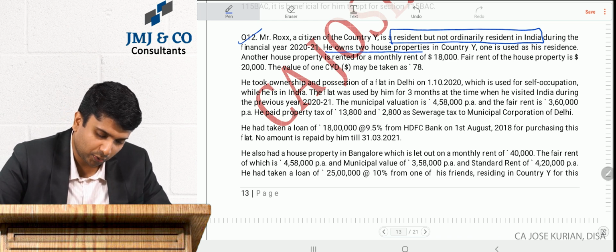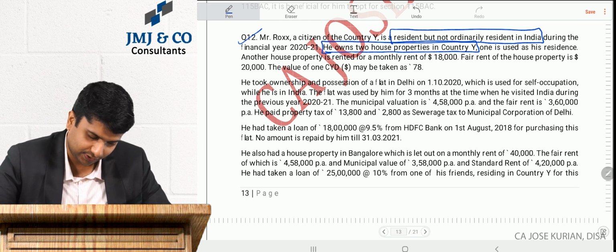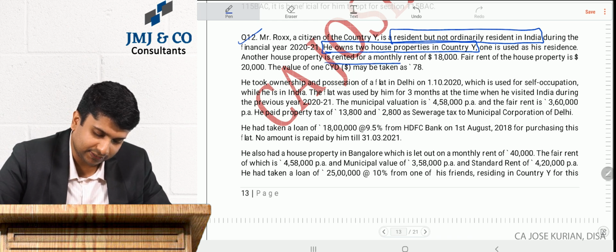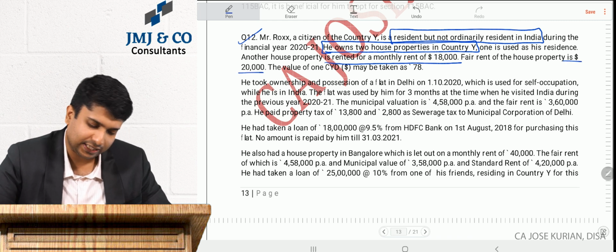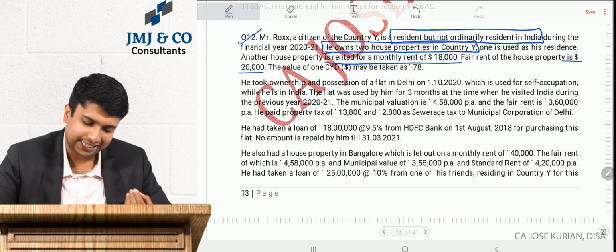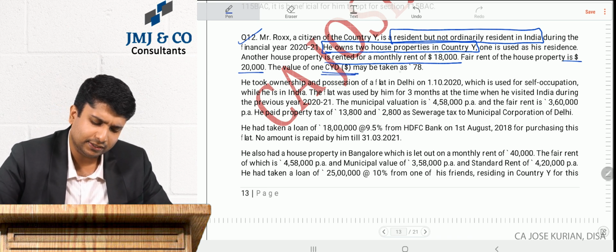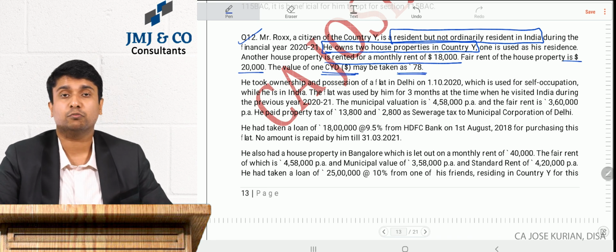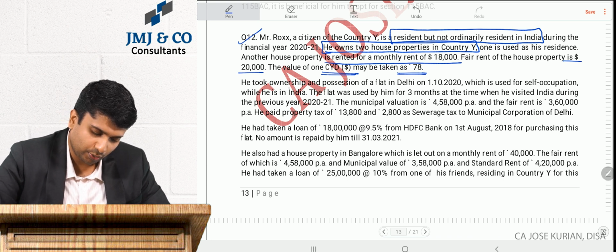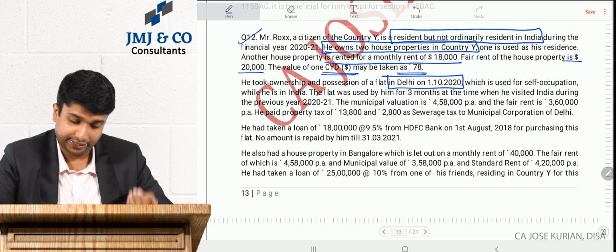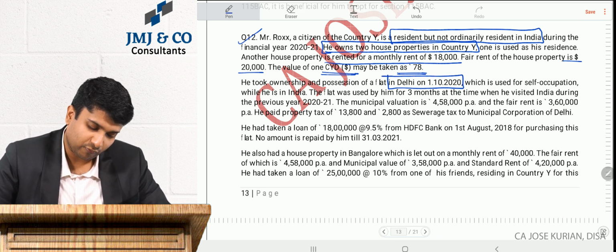So he has 2 house properties in country Y. One of them is used as his residence, and another property is rented for a monthly rent of 18,000. The fair rent of the property is $20,000, and the value of one country CYD, that means their currency, may be taken as 78 rupees. So the currency conversion rate is also given in the question. Now, he took ownership and possession of a flat in Delhi on 1/10/2020, which is used for his self-occupation while he is in India.